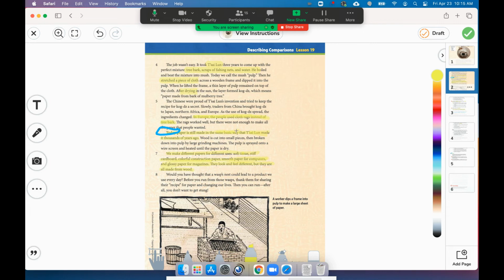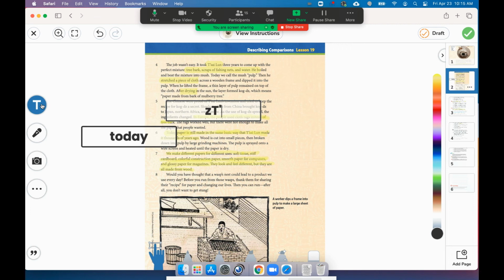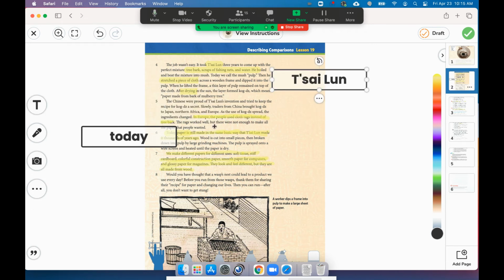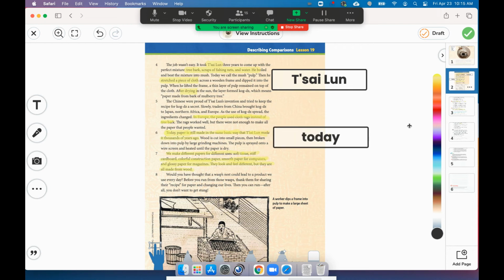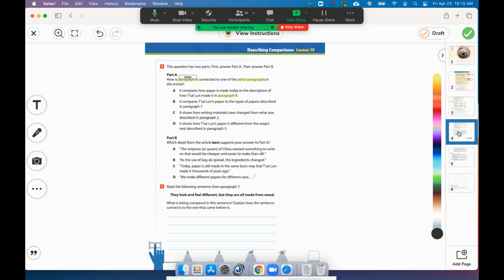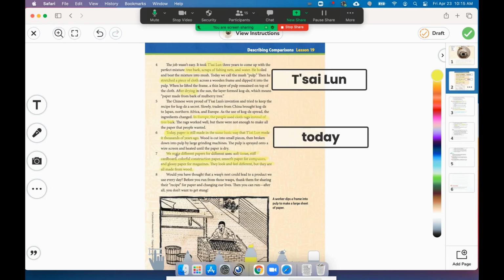Today it says it's still made the same basic way that Ceylon made it thousands of years ago. Does it connect those two ideas? Remember, paragraph 6 is how we make it today. Paragraph 7 is how Ceylon made it. One of my other choices was asking about paragraph 7 for the types of paper used. Paragraph 7 talks about different types of paper, but it does not talk about Ceylon here.